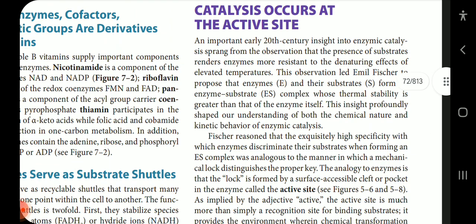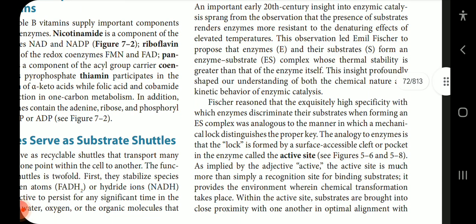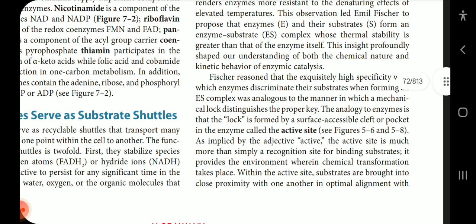Catalysis occurs at the active site. Importantly, early 20th century insight into enzymatic catalysis sprang from the observation that the presence of substrate renders enzyme more resistant to the denaturing effects of elevated temperatures. This observation led Emil Fischer to propose that enzyme (E) and substrate (S) form an enzyme substrate (ES) complex whose thermal stability is greater than the enzyme itself. This insight profoundly shaped the understanding of both the chemical nature and kinetic behavior of enzyme catalysis.